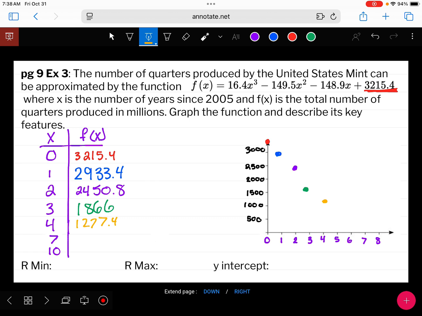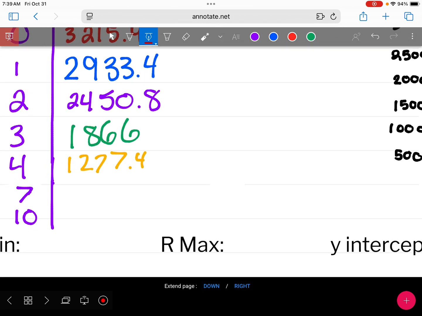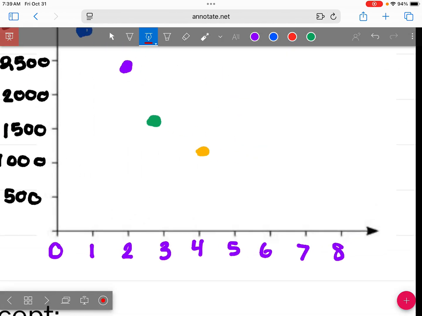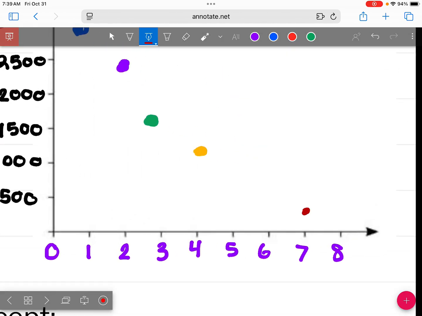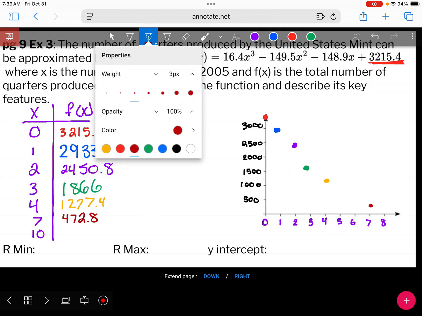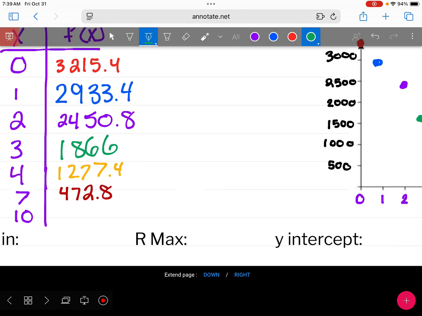I'm just going to go up. I jumped by 3. So maybe from 4 we go to 7, and then we check 10 to see just what's happening a little farther away. So if I substitute in 7, we're actually going to get 472.8. So it's even lower, way down here. But if I put in 10, and I know that's technically off my graph over here, that's okay. We can still get there.